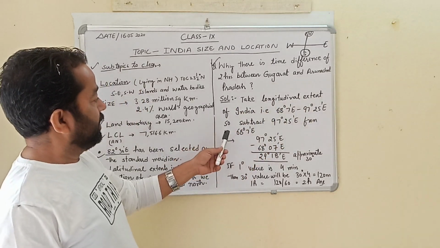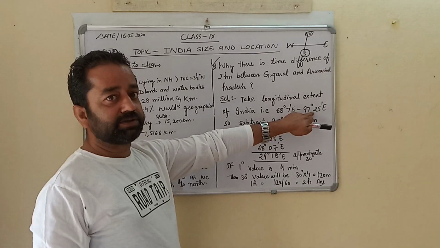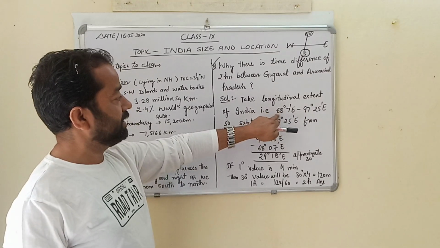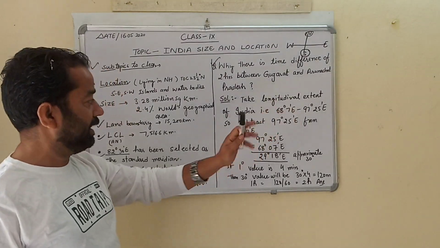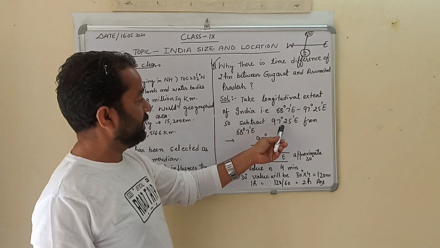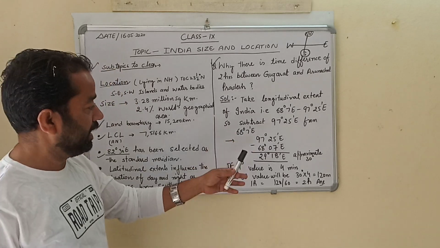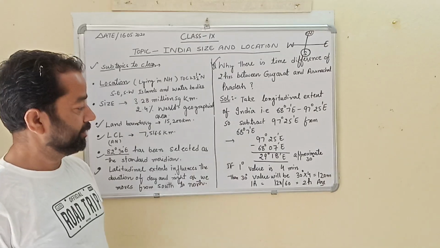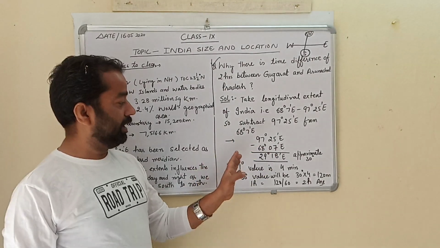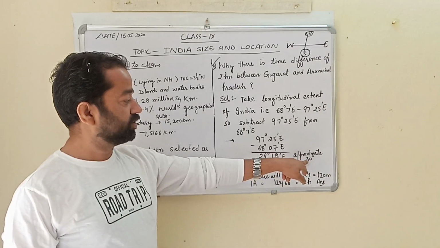Alright. So this is the bigger value, so we will take it at the top, and we will take 68 degree 7 east at the bottom. Clear? So we subtract 68 degree 7 east from 97 degree 25 east, as I have mentioned here. Clear? So you will get 29 degree 18 east. We will take it as a round figure, approximately 30 degree.